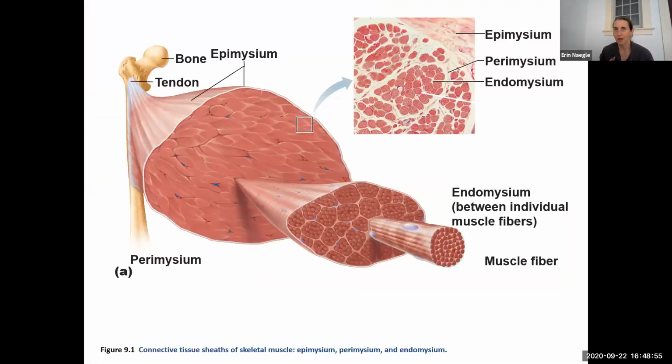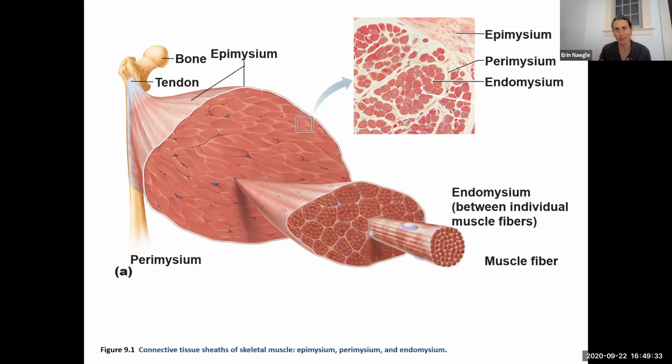So here's the basics of the organization of your connective tissue. You have the tendon, and the tendon is connected to these 3 layers, or your book calls them 3 sheaths of connective tissue. And that's the epimysium, the perimysium, and the endomysium. So let's walk through that. The epimysium is what goes around the entire outside of your muscle. Epi means on top of, so it's just this connective tissue around the muscle.